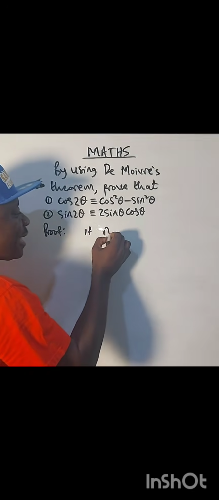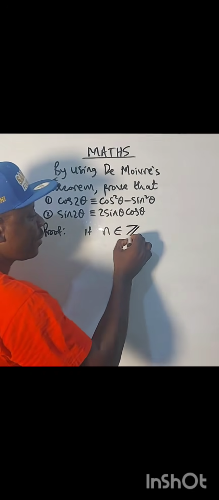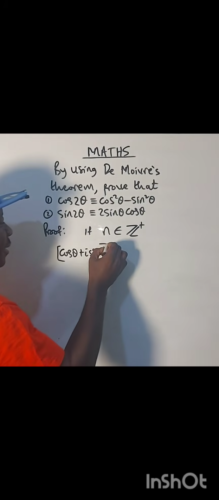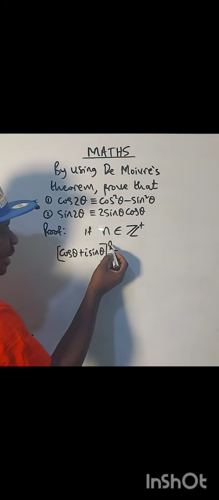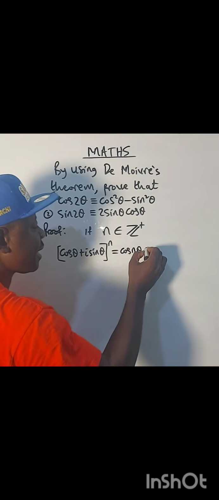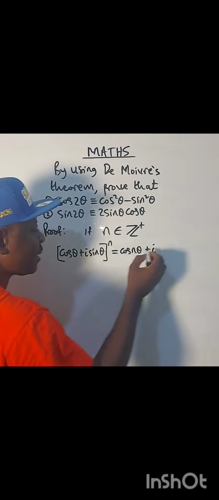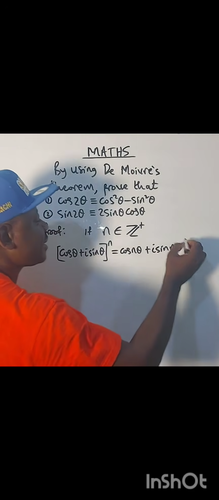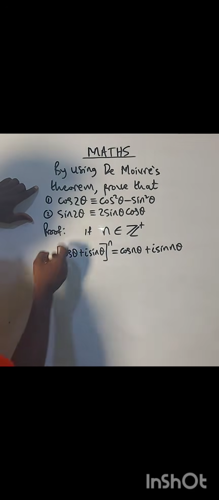So actually, De Moivre's theorem makes us understand that if n belongs to the set of positive integers, then cos theta plus i sin theta, raised to the power n, will be the same as, we take this n and multiply with the angle here. This will be cos n theta plus i, take this and multiply this, this will be i sin n theta. And from what they want me to prove, it shows that n is going to be 2.